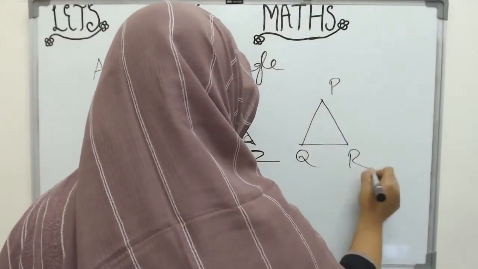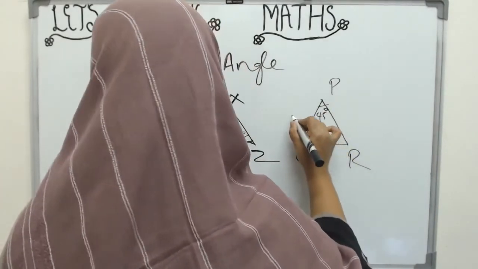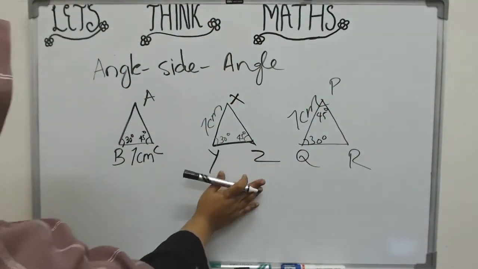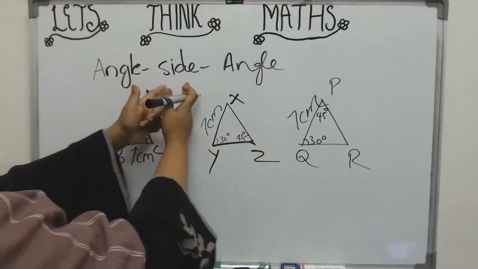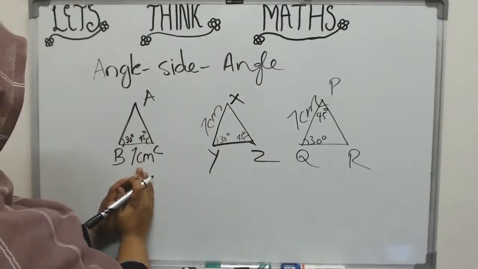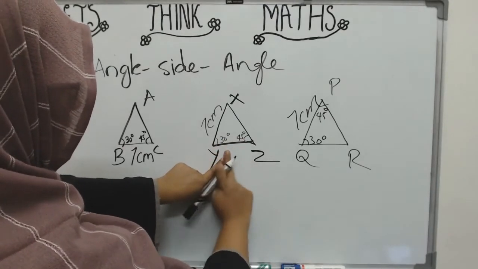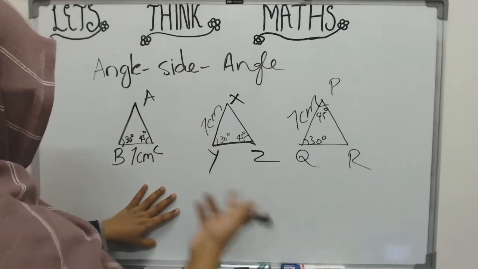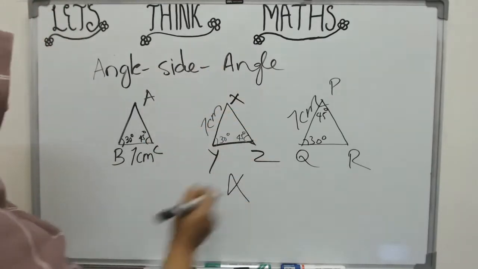EQR. This is 30, 45. So which one among them will be congruent? Will XYZ be congruent, or will PQR be congruent? What does the angle side angle criterion tell you? Two angles and the side between them. Here you see two angles, 30 and 45. The side between them is here. That is not 7 centimeter. They have given this is 7 centimeter. So that information is no good for us. So we cannot use the angle side angle criterion here. But look at this.